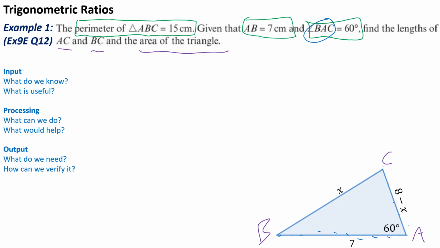Now, the other thing I've done is I've labeled the two sides x and 8 minus x. The reason for this is that I don't want to clutter up my diagram with unnecessary variables. I don't know either of those two side lengths, but I do know that together they add up to 8 because I'm told that the perimeter is 15 centimeters.